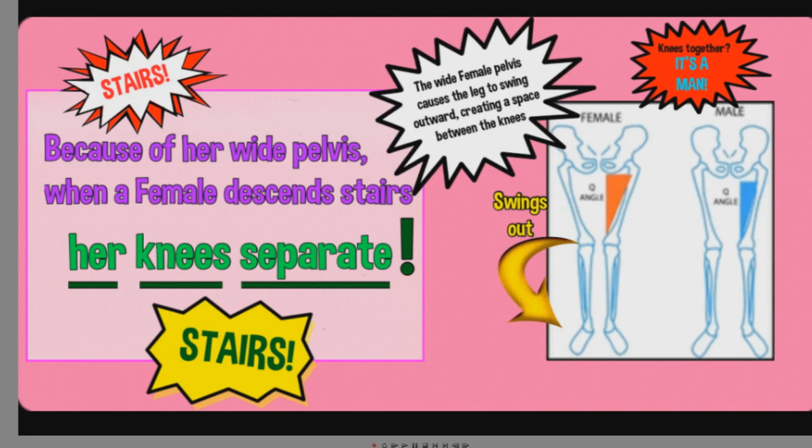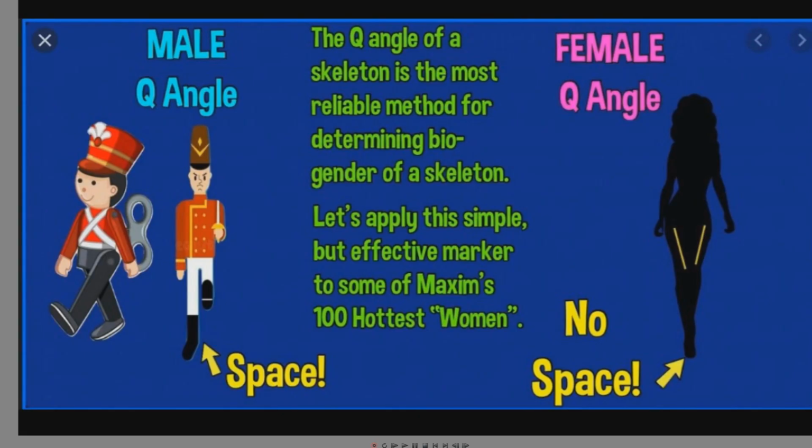Because of a wide pelvis, when a female descends the stairs, her knees separate because of this deeper angle in the femurs, which you can see on Nose's channel. You can see it on mine as well. I've done a gait video and a stair video. So this is the reason for the knees opening.